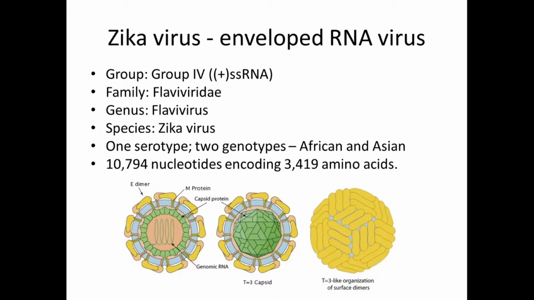So it's an RNA virus, it's a flavivirus, and there's two genotypes, African and Asian, and I'll talk a bit about the epidemiology later. And that's just the structure of it. It was first identified in monkeys in 1947.